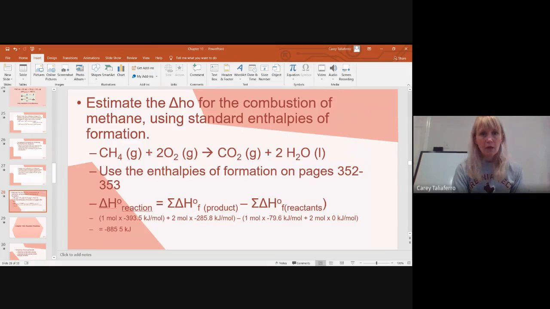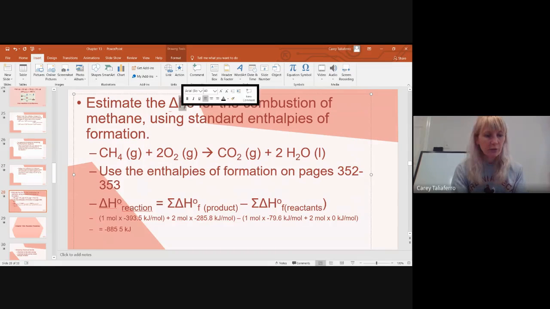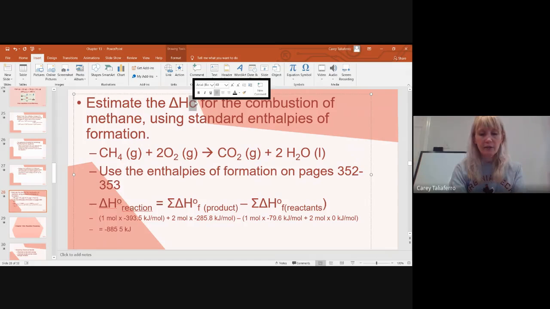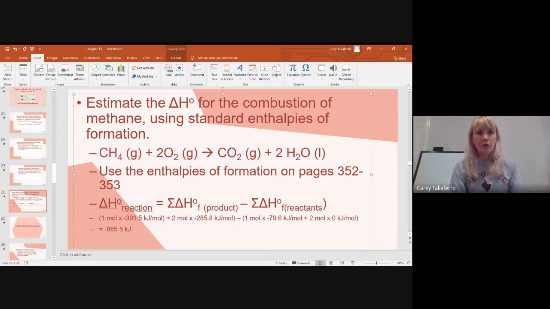Okay. Oops, let me do some editing real quick here. We want to find the enthalpy for the combustion of methane. And we're going to use the standard enthalpies of formation. So we're going to have to use that table that took up 2 pages. All right, again, as a reminder, that's on page 352 and 353, right here.